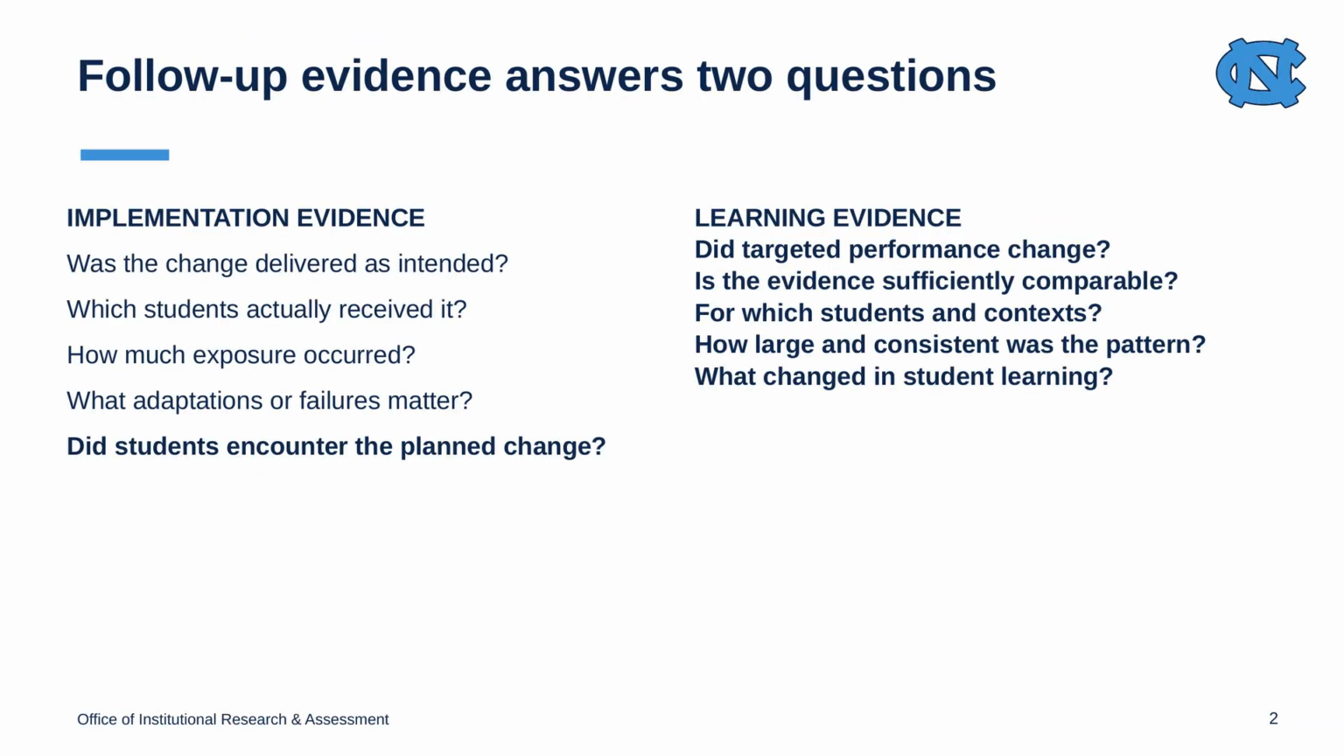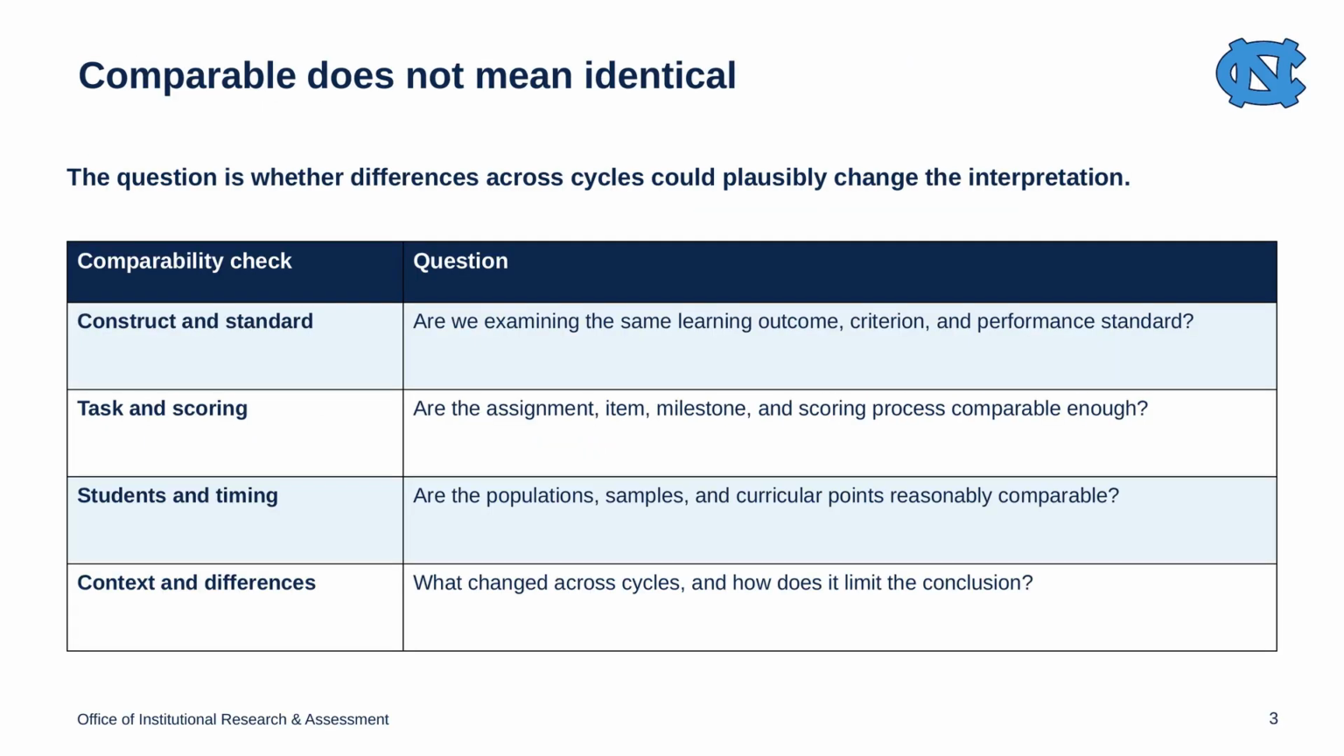Begin by separating two evidence streams. Implementation evidence shows whether the plan change occurred and reached the intended students. Learning evidence shows what students demonstrated on the targeted outcome afterward. In our continuing synthesis case, implementation evidence might show that methods course instructors used annotated examples, scaffolded synthesis exercises, and criterion-based feedback in the intended sections. That documents delivery and reach. It does not establish that students learned more. Learning evidence would come from later student work assessed on the synthesis criterion.